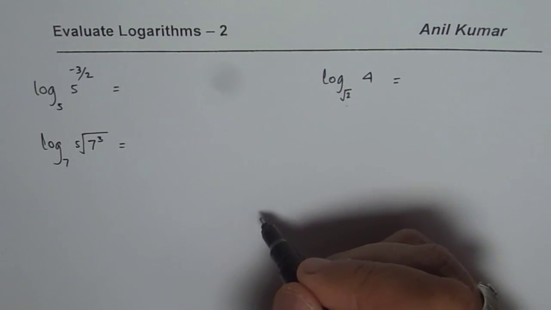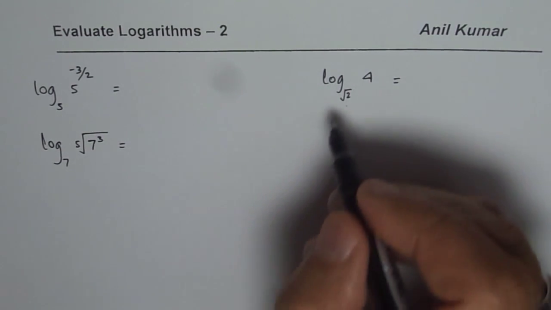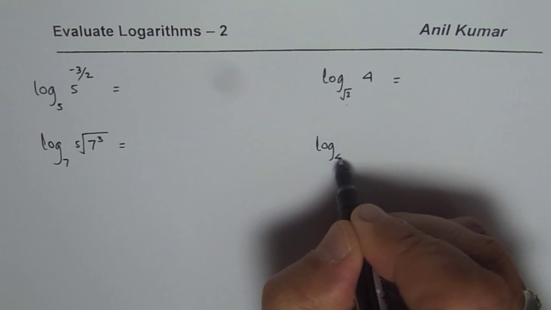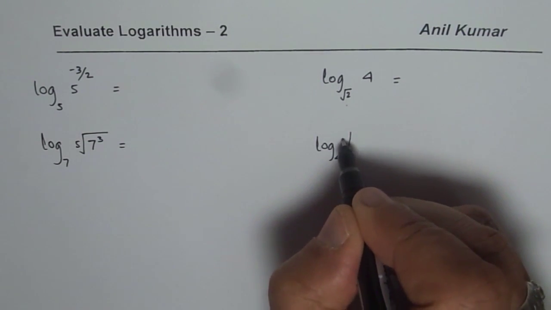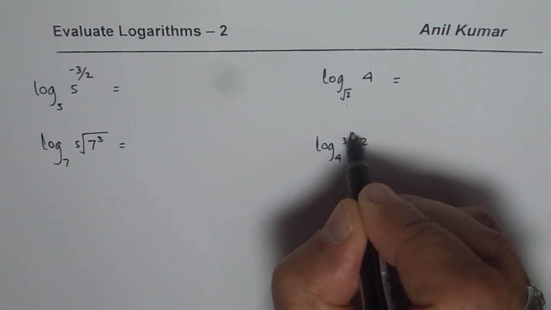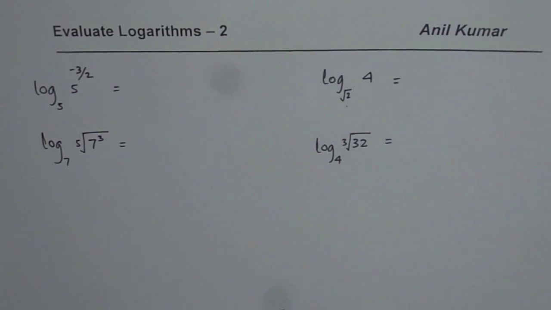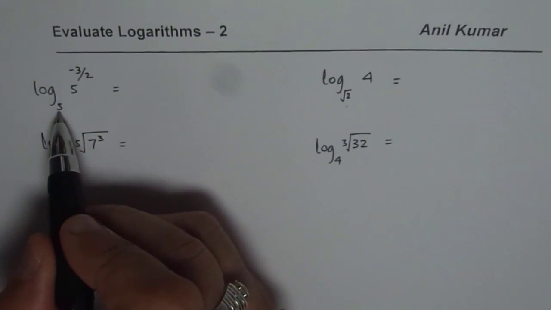And likewise, I can add a few more questions. In this series, let me add a question like log to the base 4 of cube root of 32. So here in this video, we'll try to answer these kinds of questions. Let's begin with the very first one, which is log to the base 5.